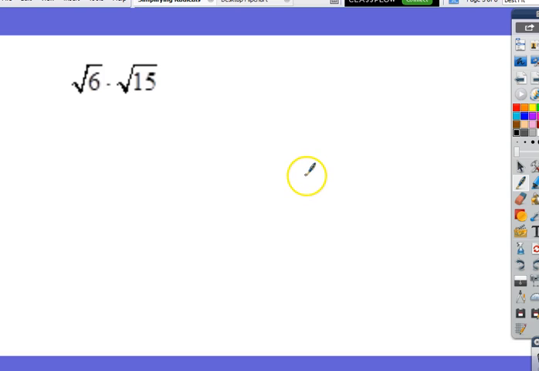Multiplication can work. You can multiply numbers together just so long as you have both of them in an identical type of root. So all of the roots that we're going to be working with are square roots. If I have two square roots multiplied by each other, that just means multiply the two numbers together and keep it under a square root sign. So what's 6 times 15?